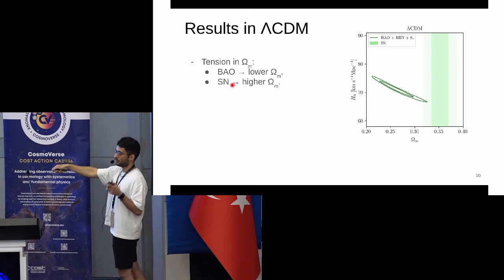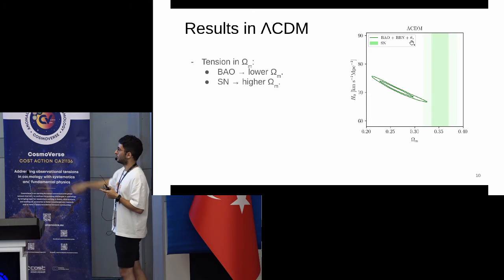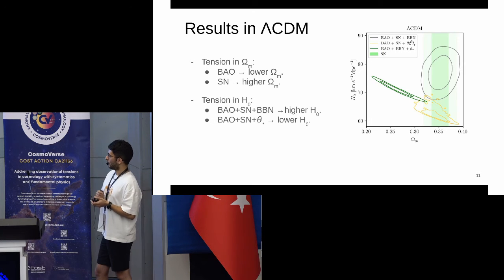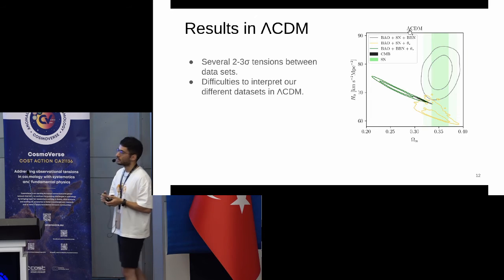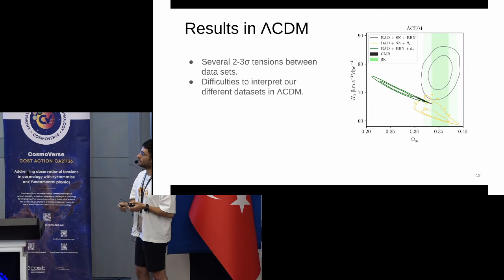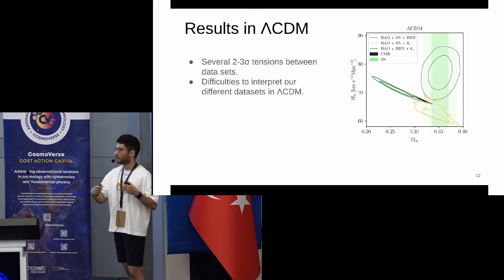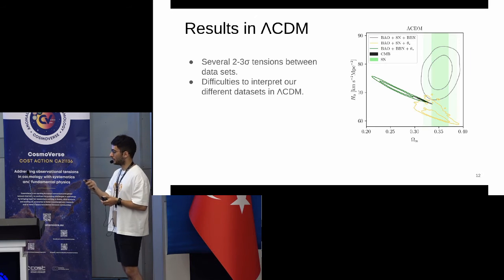Again, BAO here means DES BAO, and supernova means DES supernova. So there is a tension here in Lambda CDM, as you can see. If we combine, for example, BAO plus supernova plus BBN, we get the gray contour here, which prefers a higher value for H0. And if we switch BBN with theta star, we get the yellow one, which prefers a lower value for H0. Also in clear tension between them. So basically, in Lambda CDM, we find several 2-3 sigma tensions between different datasets, so we have difficulties interpreting our different datasets within Lambda CDM.